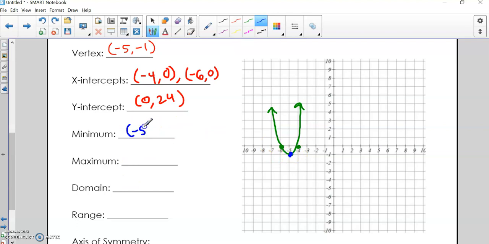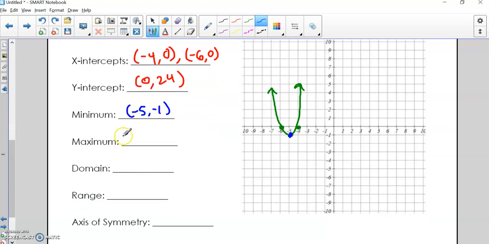The vertex is always going to be like your highest or lowest depending on whether you have a regular parabola or upside down one. Maximum, this thing goes on forever and ever in the upwards direction, so there is no maximum. Okay, axis of symmetry, that's this right over here. And where it's at -5, so x equals -5.